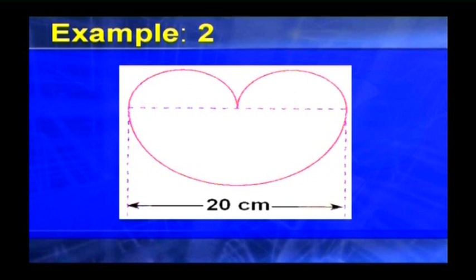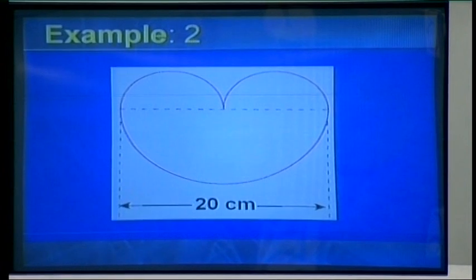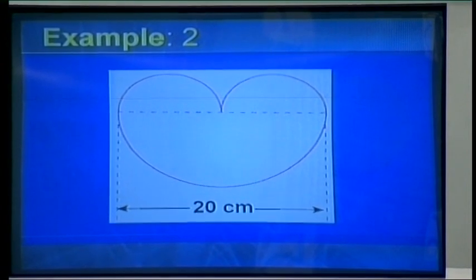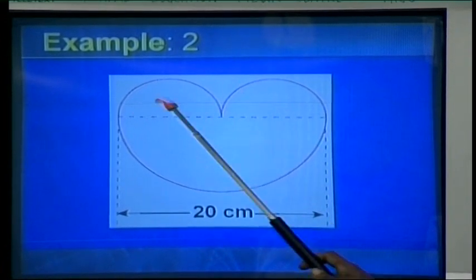The distance from this end to this end, or we can say the distance from this end to this end. What do we call this? Perimeter? Very good. It is called a diameter.